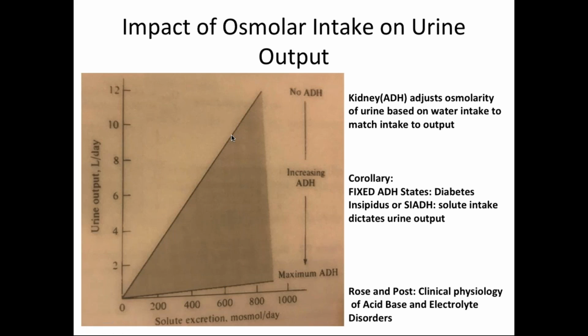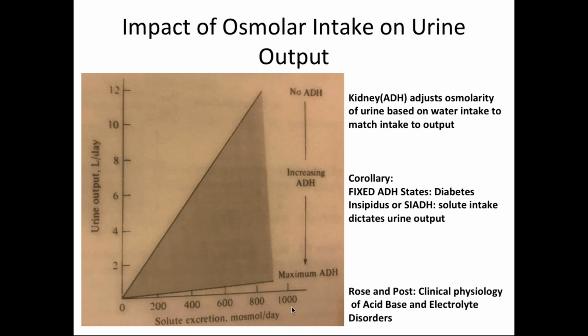The corollary on that is that in a fixed ADH state, whether it is diabetes insipidus or SIADH, where the ADH is either non-existent or the ADH fixes your urine osmolarity at 600, then the urine volume will be dictated by the amount of solute that you drink. So for example, if you have an SIADH patient with a urine osm of 600 and your intake is 600, your urine output is going to be 1 liter. So if you want to change someone with SIADH and want to increase their urine output, you're going to need to increase their protein intake or their salt intake.